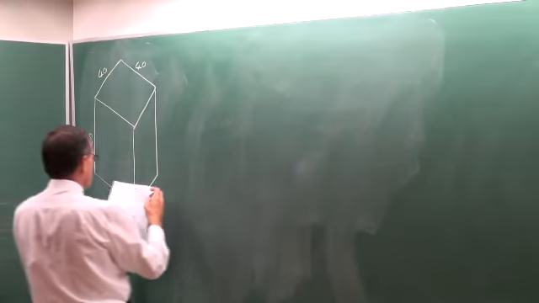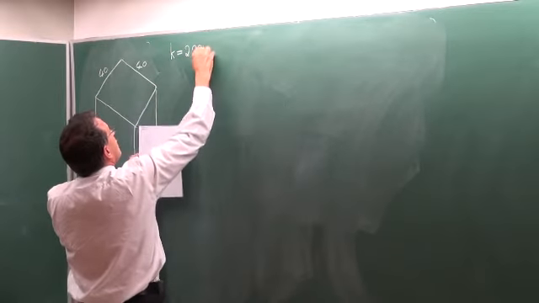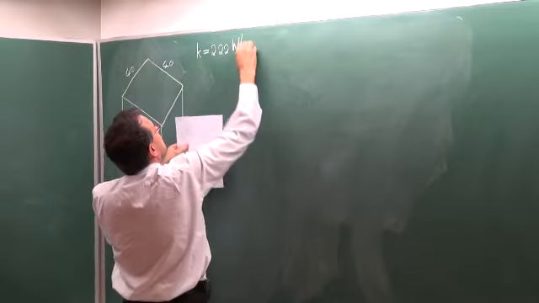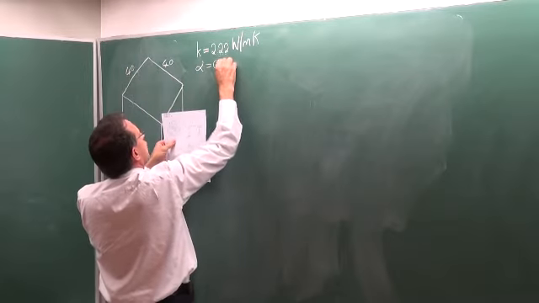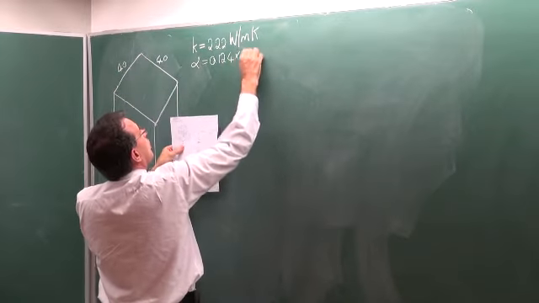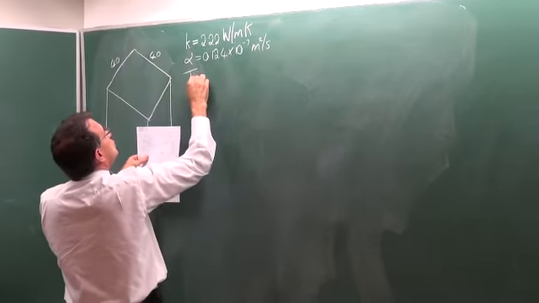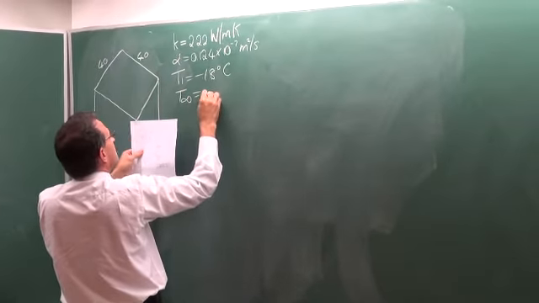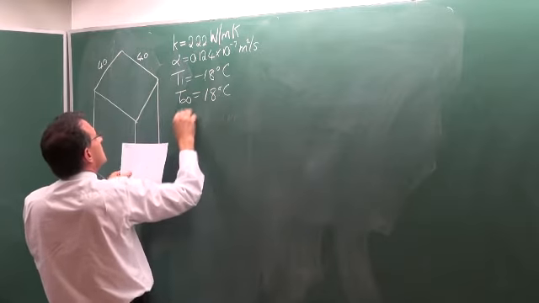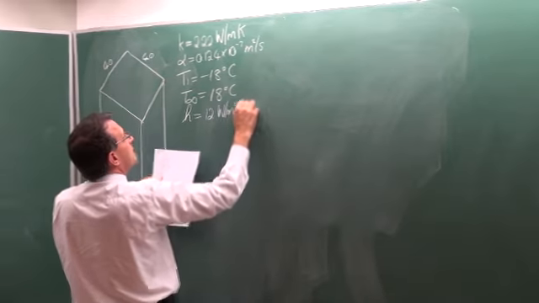Okay. So 40 by 40 by 120, and now let's write down the thermal conductivity, because we're going to use that. Of ice is 2.22 watts per meter Kelvin. Alpha, the thermal diffusivity, is equal to 0.124 multiplied by 10 to the minus 7 square meter per second. The initial temperature of the ice is minus 18 degrees Celsius. The environment is at 18 degrees Celsius, and the heat transfer coefficient is equal to 12 watts per square meter Kelvin.